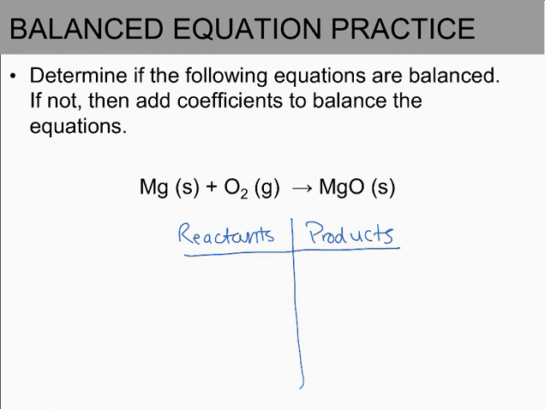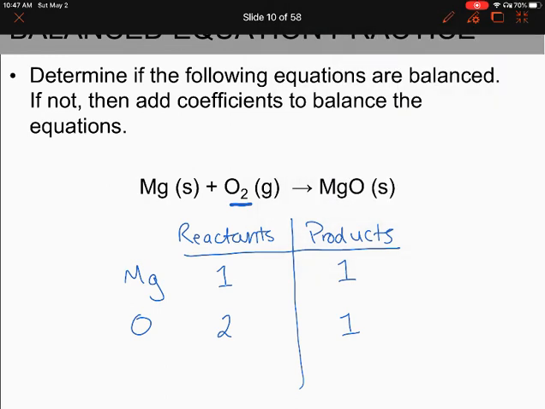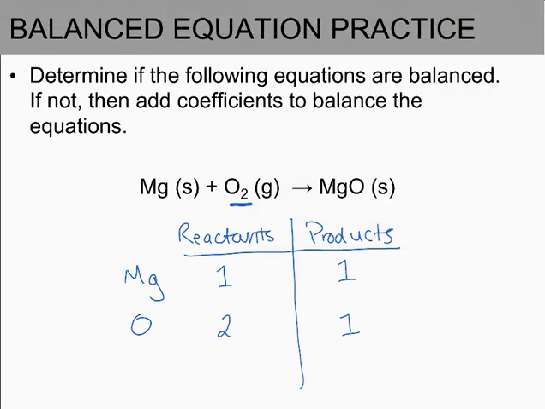All right, so let's start with magnesium. So we have 1 in the reactants and 1 in the products. And then our only other element is oxygen. And we have 2 oxygens in the reactants, but only 1 in the products. So let's start by balancing oxygen, since it is not currently balanced. So what can we do to make sure that we have 2 oxygen atoms on both sides?